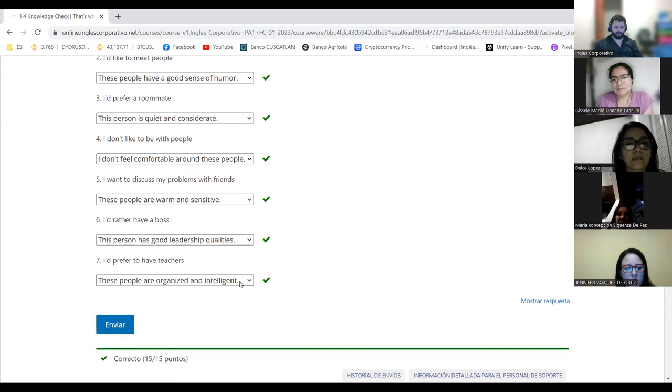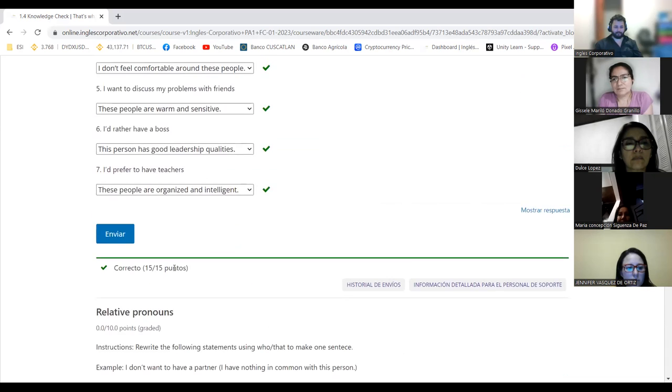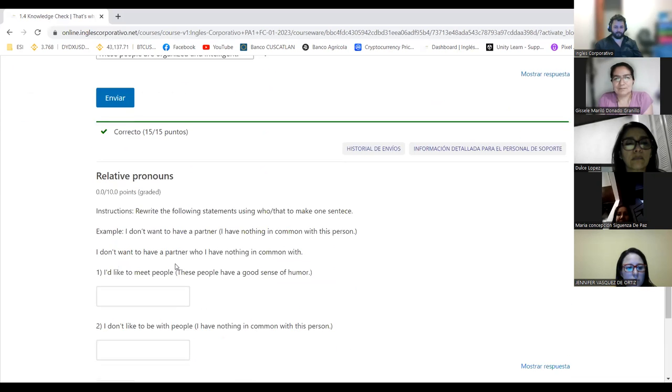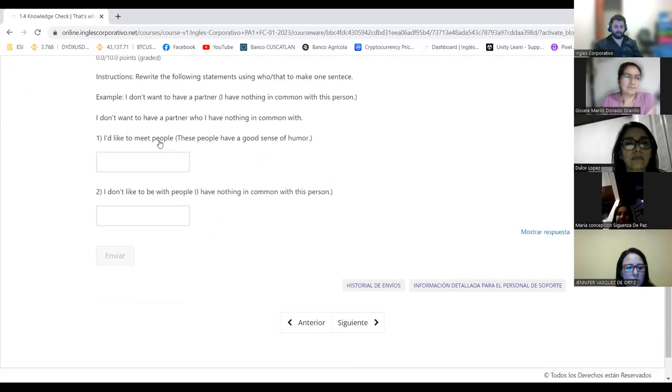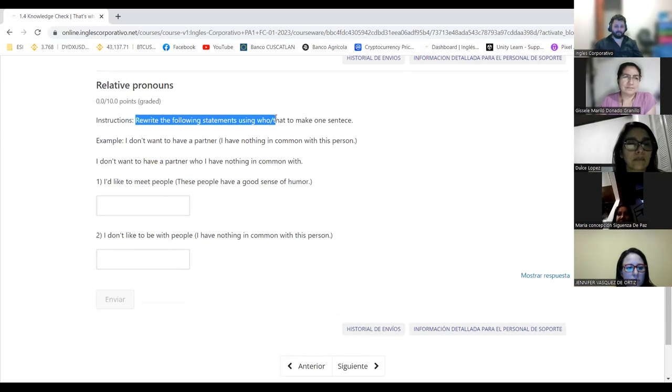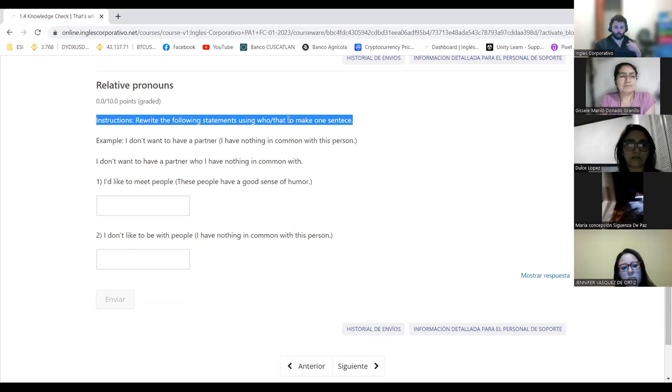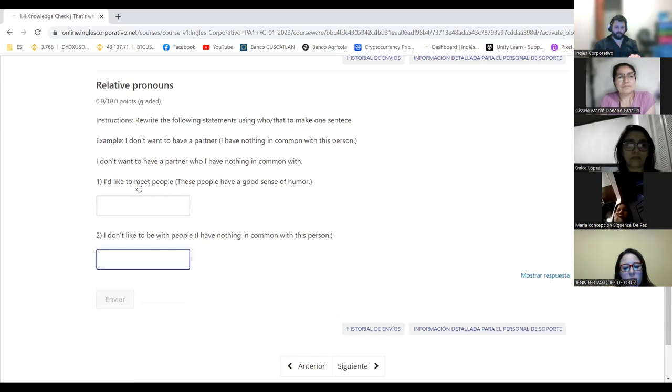So let's go to enviar. There you go. 15 out of 15 points. Good job. Now, it says rewrite the following statements using who or that to make the sentence. Okay, so we're going to use the relative pronoun who or that. So I'd like to meet people who have a good sense of humor.